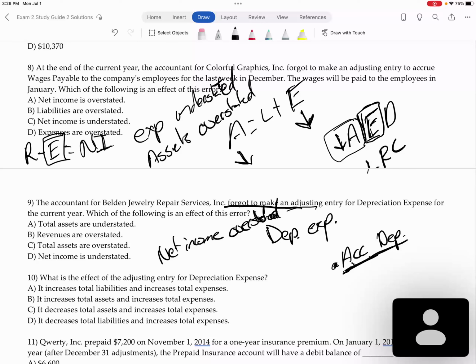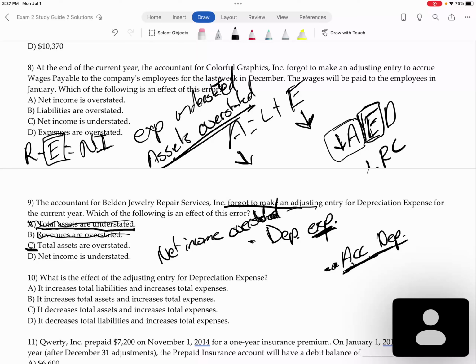So I like to go through the possibilities. I definitely like to do the journal entry before I start looking at the answers, because the answers can screw you up, okay? So total assets are understated. No, opposite, right? Assets would be overstated. Okay, so this can't be it. Revenues are overstated. No, this doesn't have anything to do with revenue, right? This has to do with expenses and assets. So that can't be it. Total assets are overstated. Yeah, it can be that one for sure.